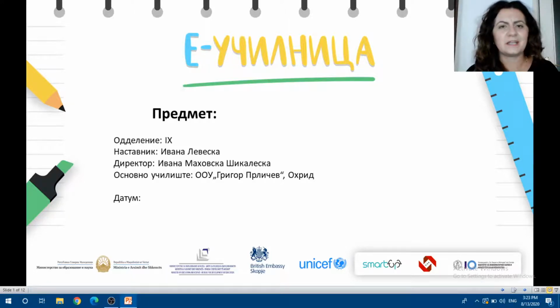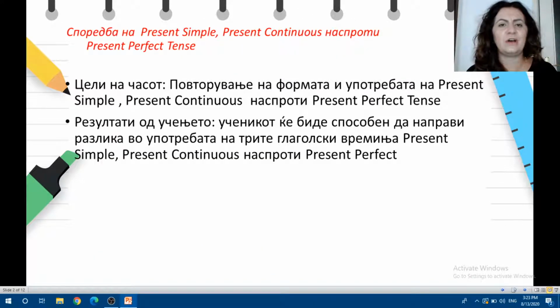The lesson is comparison of the present tenses, or comparison of the present simple tense, present continuous and present perfect tense. By the end of the lesson, you will be able to make a difference between the use of these three tenses: present simple tense, present continuous, and present perfect tense.